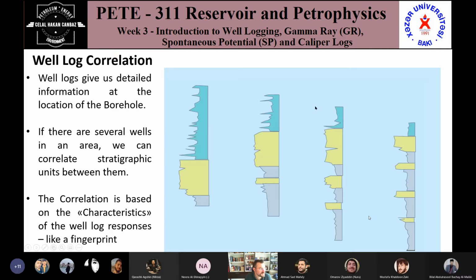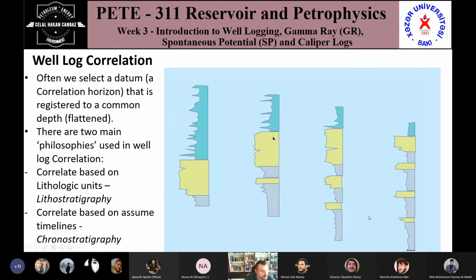The well logs give us detailed information at the location of the borehole, as we said. If there are several wells in an area, we can correlate stratigraphic units between them. The correlation is based on characteristics of the well log responses, like a fingerprint. It's a kind of fingerprint of your wellbore, and it changes from one to another. The lithology changes from one to another.